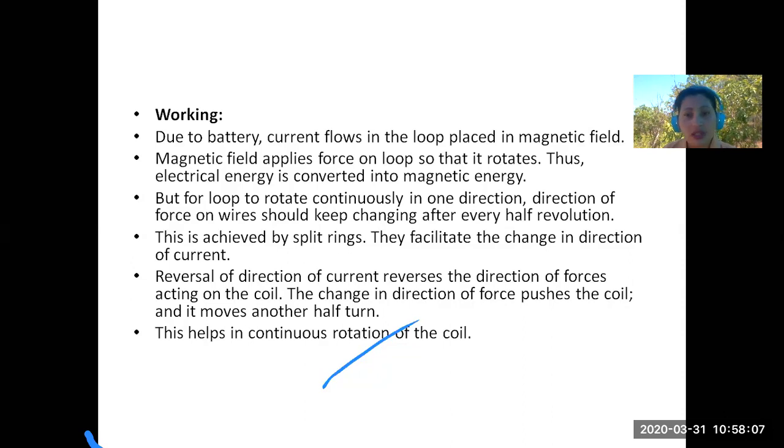What is the function of the split ring there? That is very important. The split ring helps to change the direction of the current so that you can get unidirectional movement, that is rotational motion. Otherwise it will become a to and fro motion which doesn't do any work. So unidirectional motion you need, that is rotational motion. We use the split ring to change the direction of current.